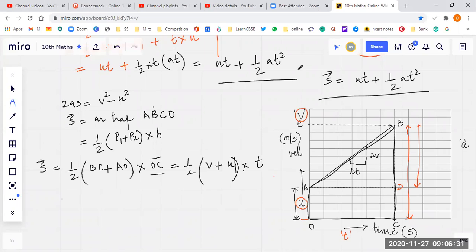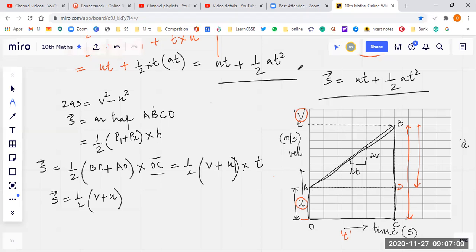So I can say, students, this is my displacement. S is equal to half into V plus U into time. Am I right or wrong? Right, sir. Okay, very good. Students, just now we have derived a formula, if you remember, from A to B. From A to B, what is time? AD. AD is time. AD and OC are time.